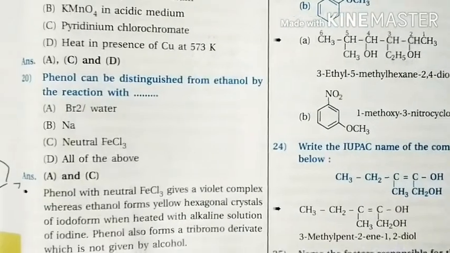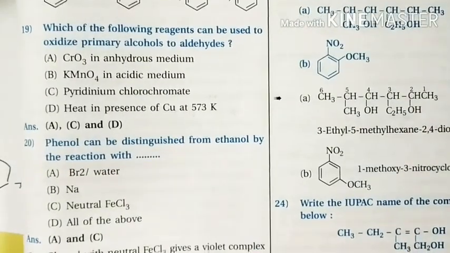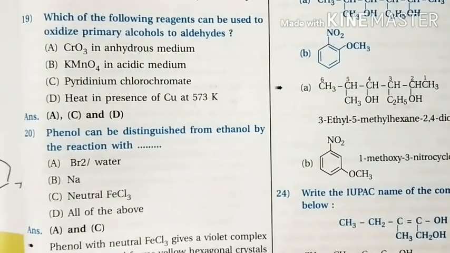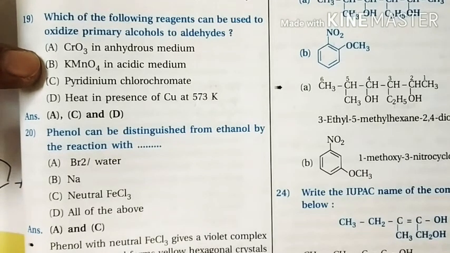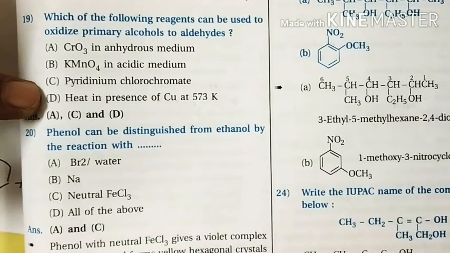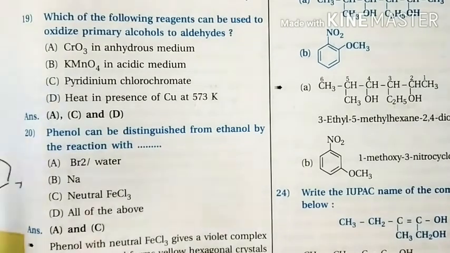Next question, number 19. Which of the following reagents can be used to oxidize primary alcohols to aldehyde? Definitely primary alcohol to aldehyde. So we use a mild oxidizing agent like PCC, pyridinium chlorochromate, or CrO3 in anhydrous medium, okay fine. But KMnO4 in acidic medium is a strong oxidizing agent. Heating in presence of copper, okay fine. So A, C and D.